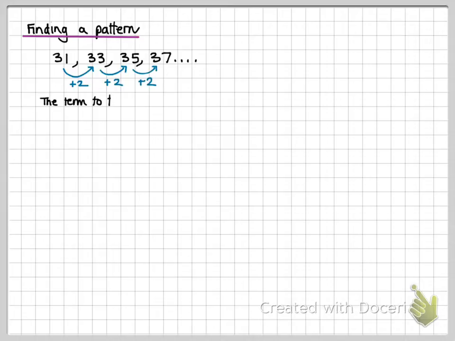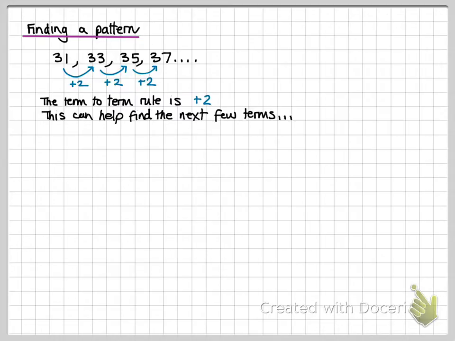How can we find a pattern that will work for any sequence? Well, it's quite easy to find a pattern to go from one number in the sequence to the next. Our sequence of house numbers, for example, had an adding pattern. We call this the term-to-term rule. It's a way of going from one term to the next. And we could carry this term-to-term rule on quite easily. It can help us find the next few terms. So the fifth term is 39, the sixth term is 41, and so on.